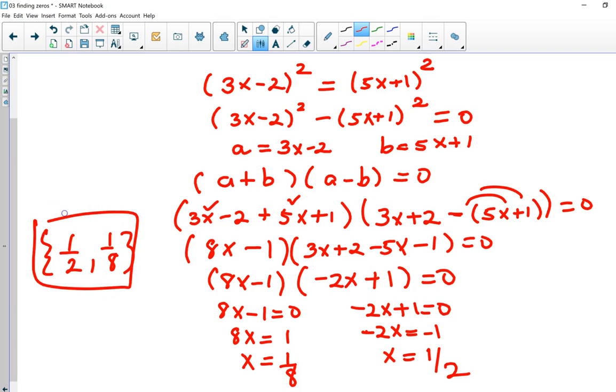And it looks like a really long process, but it goes faster once you start practicing it and you understand the concept. It's actually faster than if I were to first expand this side out and expand this side out and go ahead and subtract to get everything on one side. That takes a whole lot of work. So if you can see that, that's a good thing.